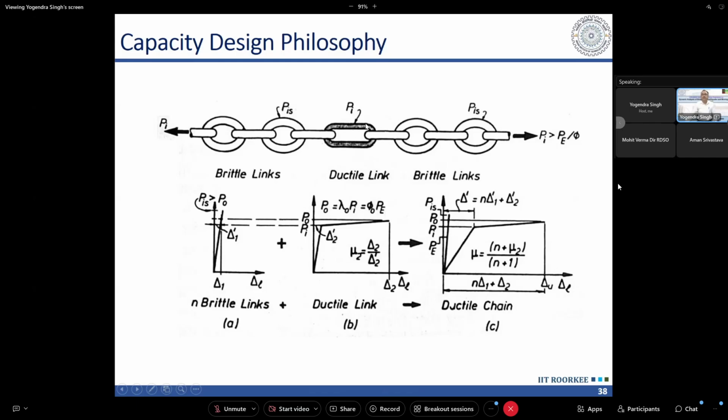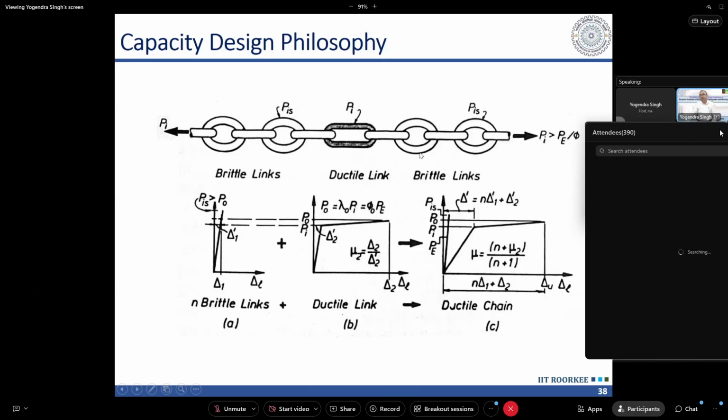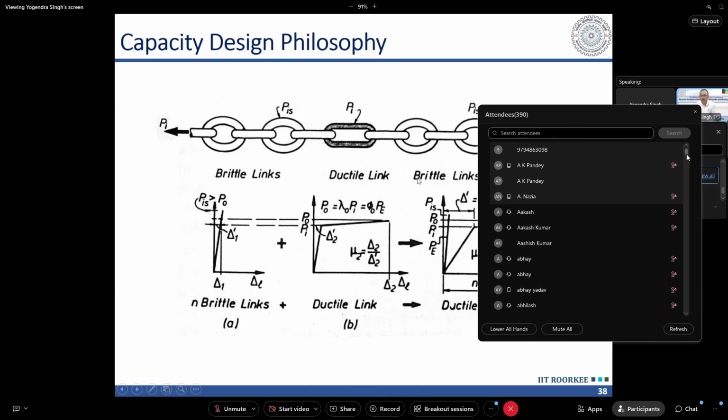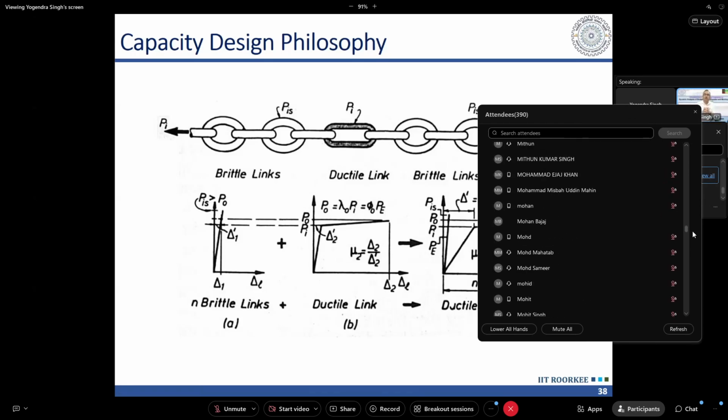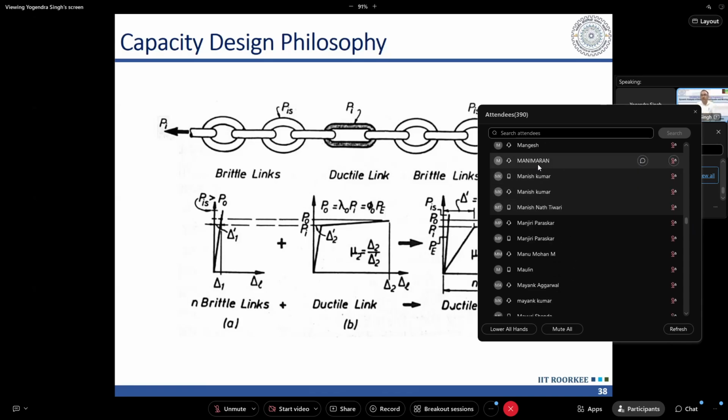On the other hand, if the strength of the ductile link was more than any of these links, then what will happen? The ductile link is not going to fail. The link which is the weakest is going to fail, and the behavior of the whole chain will become brittle. So we can make the whole chain behave in a brittle manner or a ductile manner, and similarly our structure to behave in a ductile manner just by ensuring that the strength of all the brittle modes is higher than the strength of the ductile member.